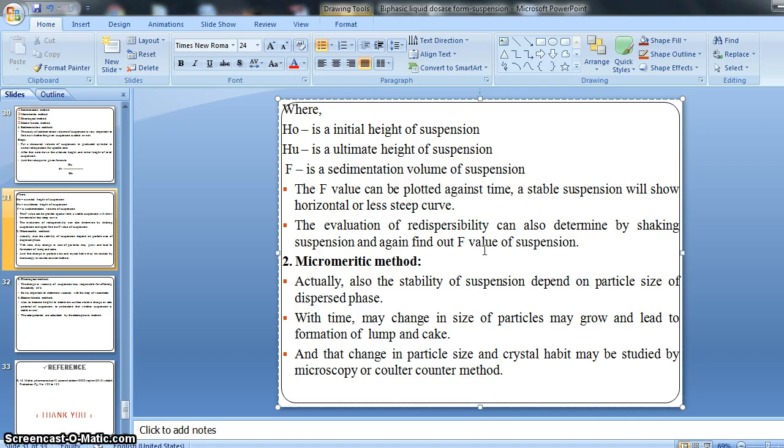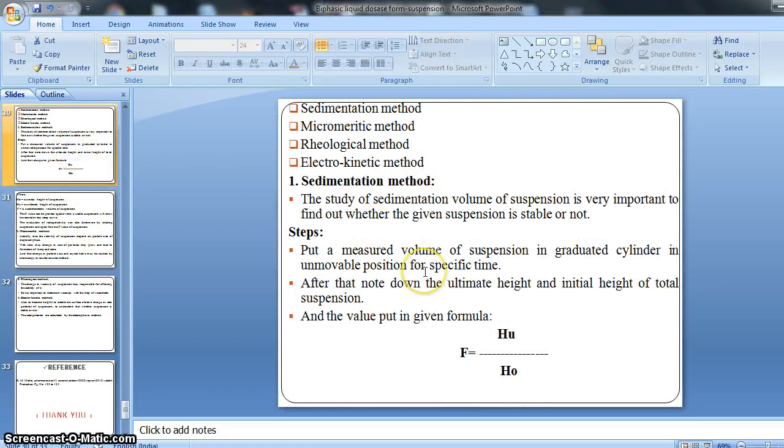If we get a straight horizontal curve, at that time we will consider that our suspension is stable. Also if we get a less steep curve of the graph, at that time also we consider that our suspension is stable, right? So this is a very simple and very important method of evaluation of suspension, that is sedimentation. We will also perform it in our practical, whenever we go for performing our practical in our lab.